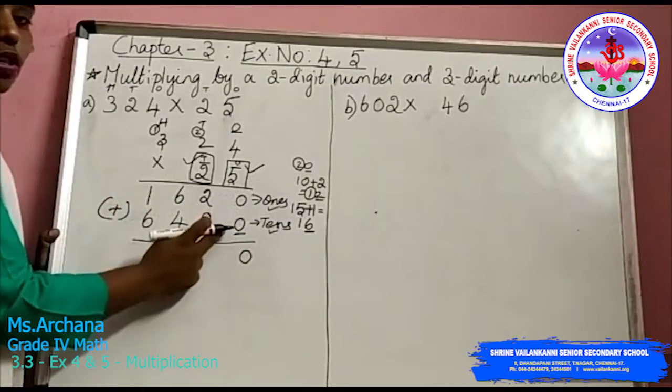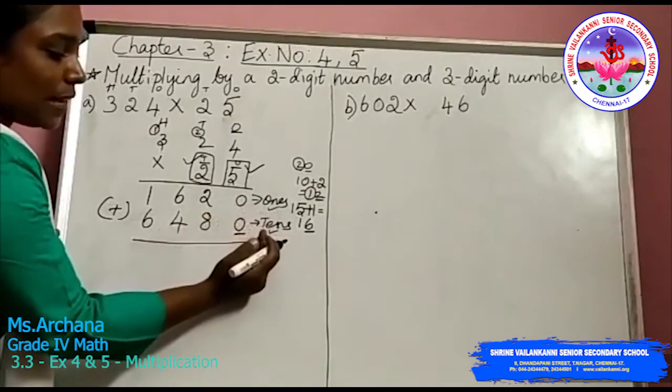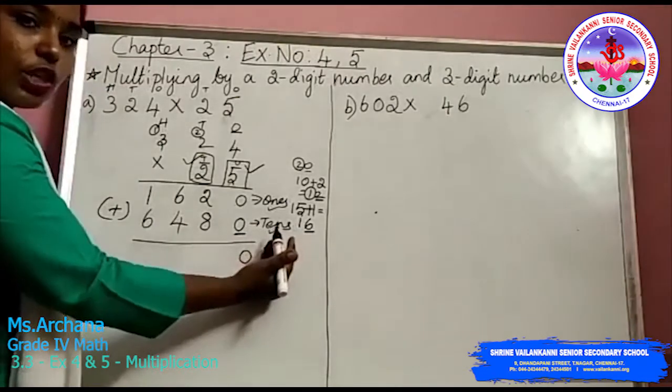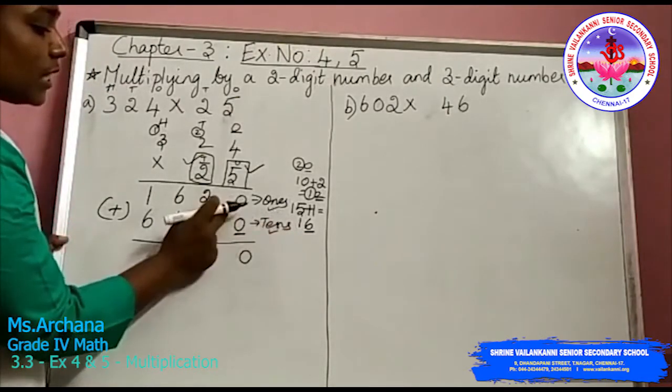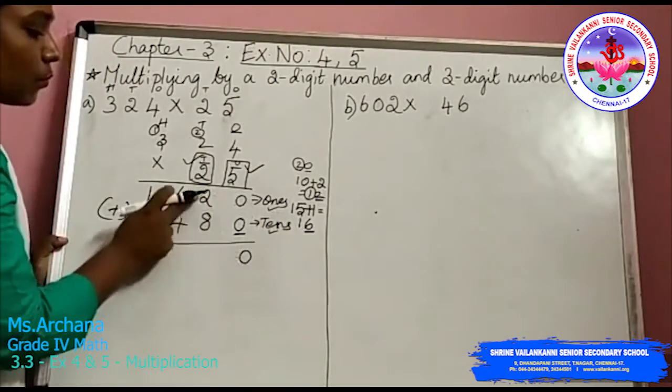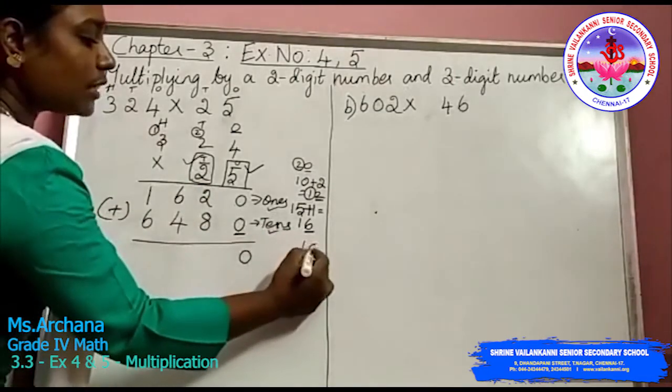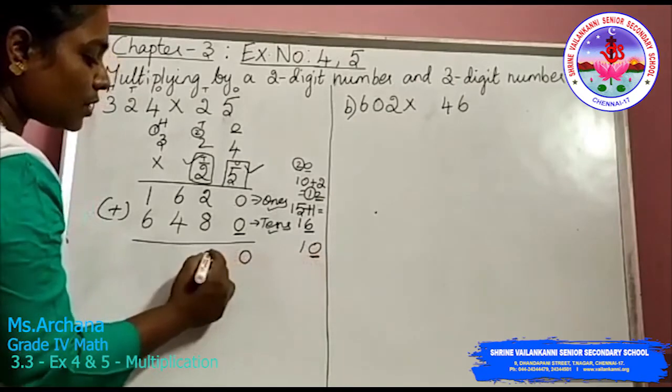0 plus 0, that is also. You should start from the ones place, not from your highest place. Always start from the right side, which is the ones place. 0 plus 0 gives 0. 2 plus 8 gives 10. So 10 is a 2-digit number. So in the ones place you have 0.